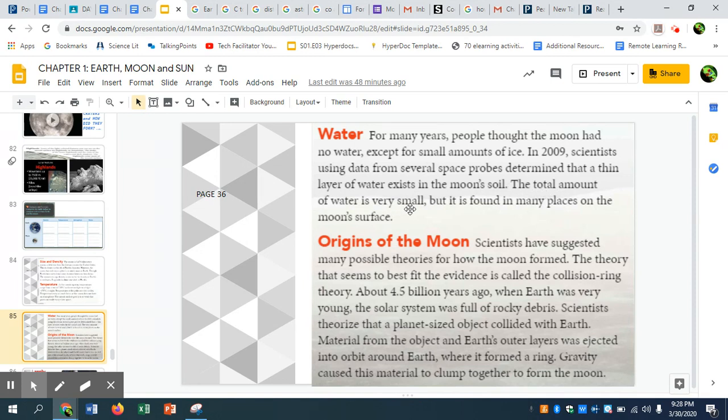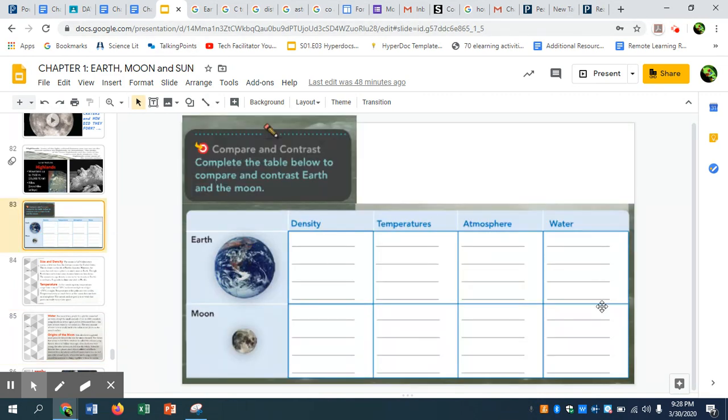Well, the total amount is small, but still, there's water there. So there's some room there for us to work with. So here in your data table, you're going to write a very small amount for the moon in the soil. Now compare that to the Earth.